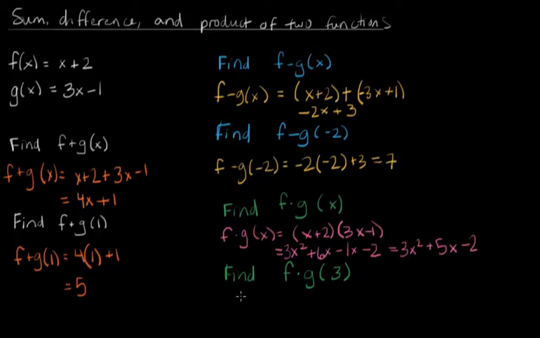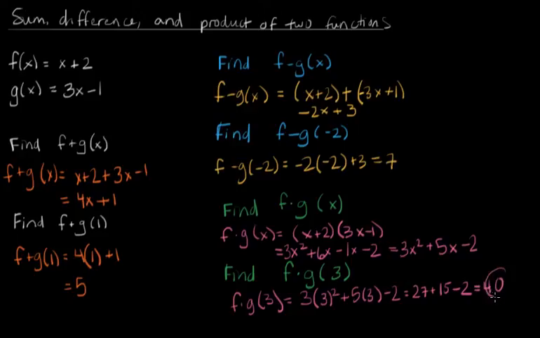And then if we wanted to find f times g of 3, we need to plug in 3, so 3 times 3 squared plus 5 times 3 minus 2. So we have 3 squared is 9 times 3 is 27, so 27 plus 15 minus 2, and this should be equal to 40. So that's equal to 40.